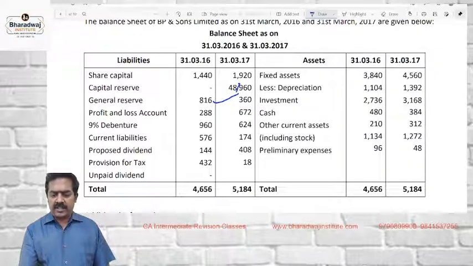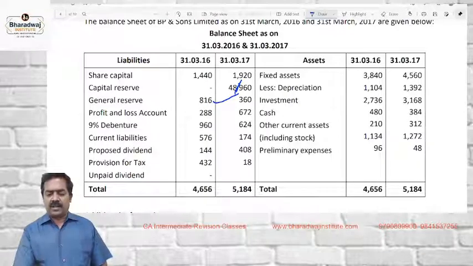This is 48 only. General reserve 816 and what? 960. P&L account 288 and what? 360. One line above has gone, that's all. Debentures 960 and what? 672. Current liabilities 576 and what? 624. Proposed dividend 144 and what? 174. Provision for tax 432 and what?